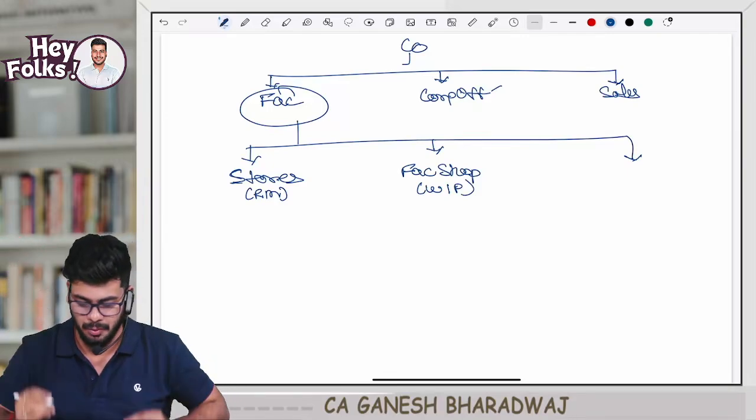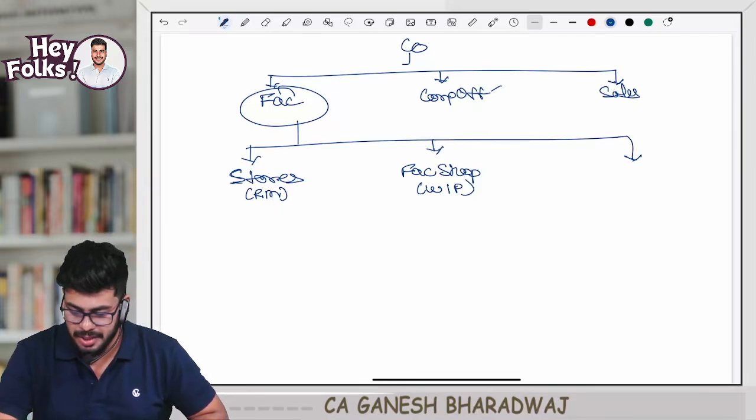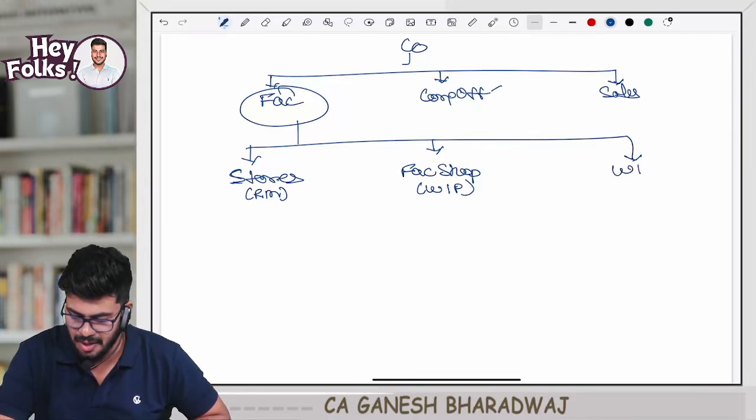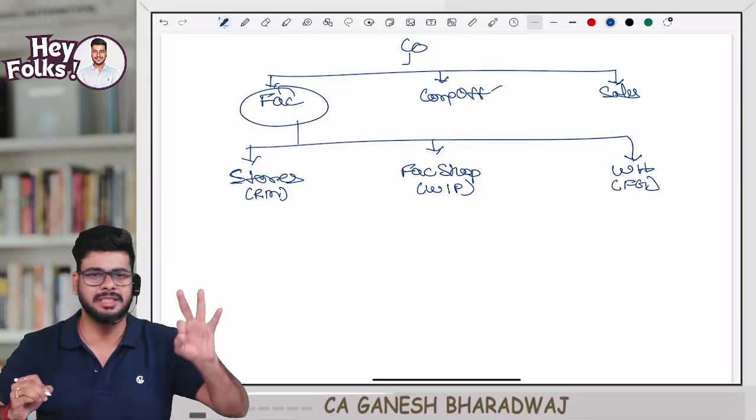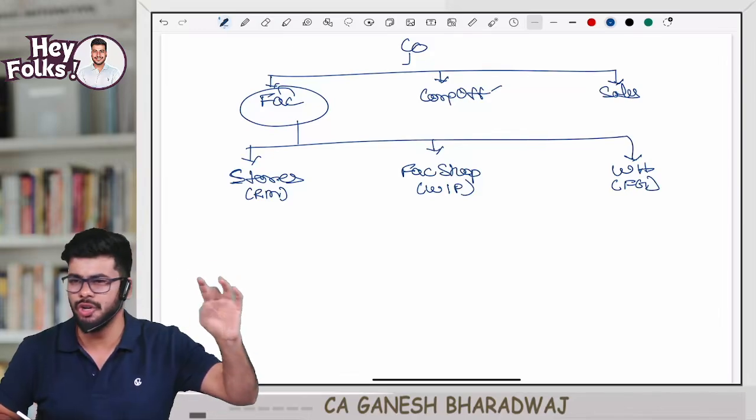Fine? Now, the final area that you have is a place called a warehouse, where finished goods are getting stored. There are three different types of inventories: RM, WIP, and FG. You all know that, guys?